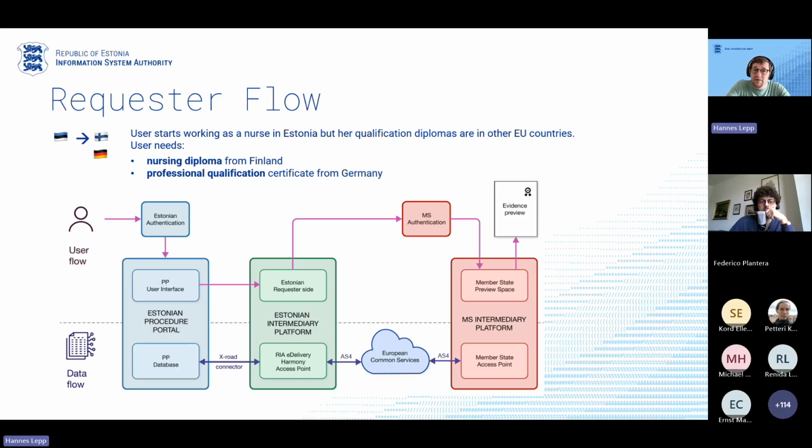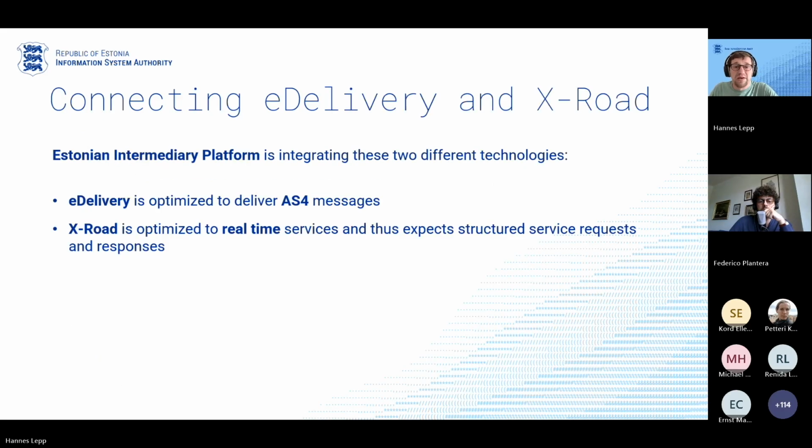So the cross-border connections don't use X-Road. They are done using the AS4 protocol. And AS4 is not directly compatible with X-Road. So how do we connect those two very different technologies? The Estonian intermediary platform is basically a bridge between these two technologies.